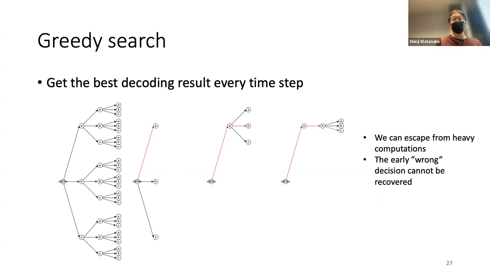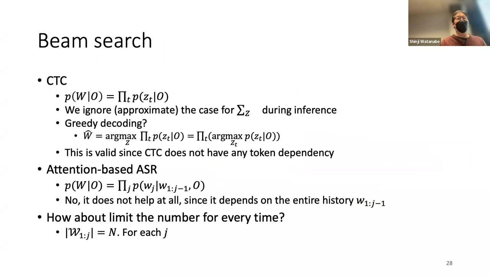So this greedy search is often used, especially for CTC. CTC is a special case where greedy search is completely fine, because it doesn't have a label dependency. So it doesn't depend on the previous result. So we can perform greedy decoding, and it turns out to be the best sequence result based on the conditional independence assumption.